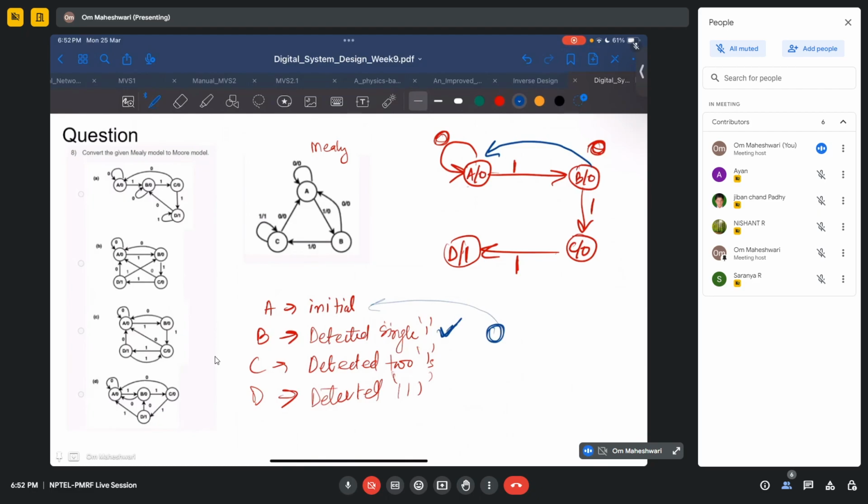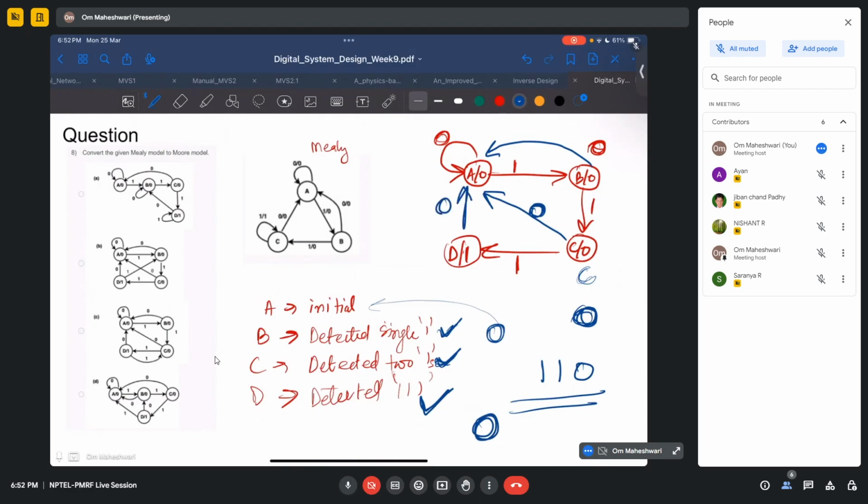Now if you're at state C, that is you have detected two ones. If you have detected two ones, then you get a 0. You have 1, 1, and 0. Now your whole sequence is ruined. You have not detected anything yet. So you go back to A. Similarly with D, after you detected 1, 1, 1, if 0 comes, you go back to here.